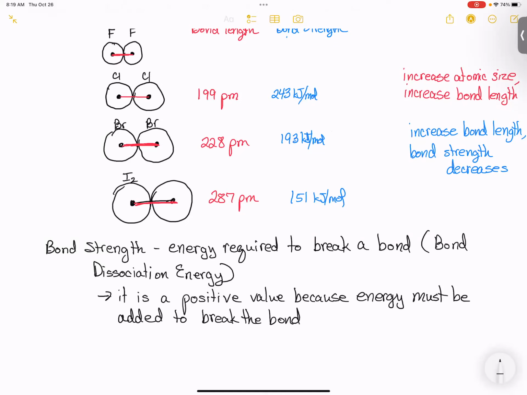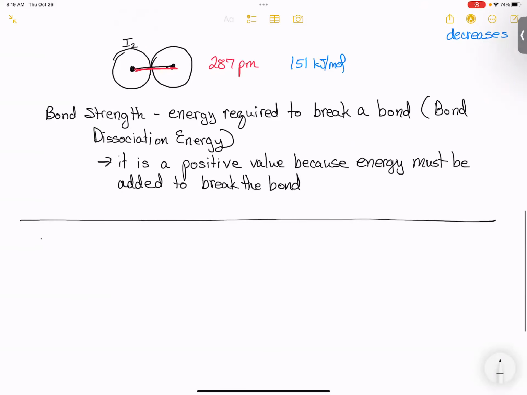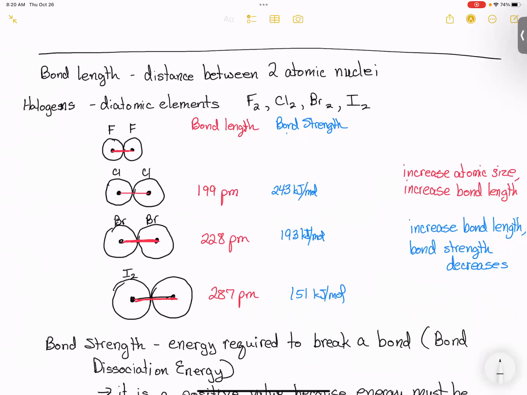So we've talked about how atomic size impacts it. Let's talk about the type of bond. Yes, bond strength and bond length, how would that look on tests? I'll give some examples after I go over the next part. Okay, so it's coming.